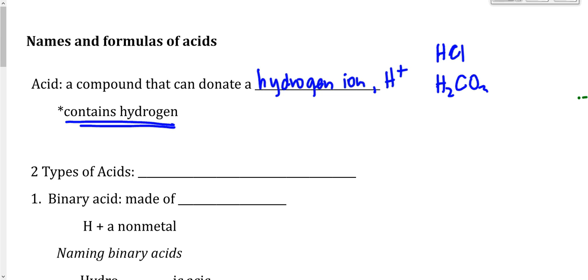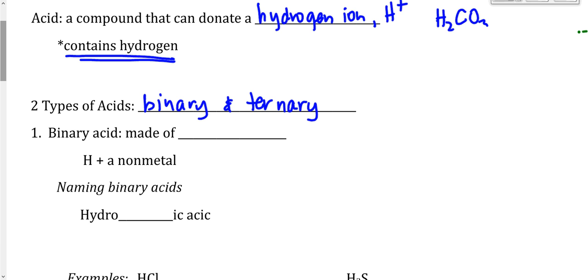So there are two types of acids, binary and ternary. Distinguishing between these is probably the most important part of naming these or writing formulas. First, let's talk about what a binary acid is. It's an acid that's made of two elements. I just said that acids have hydrogen, so really what that means is you have hydrogen, obviously, plus a nonmetal. That would make two elements.